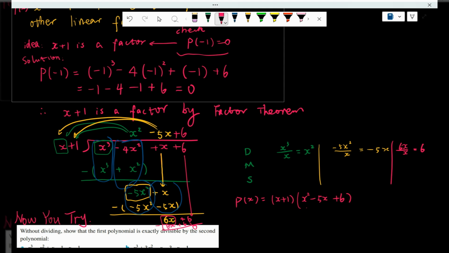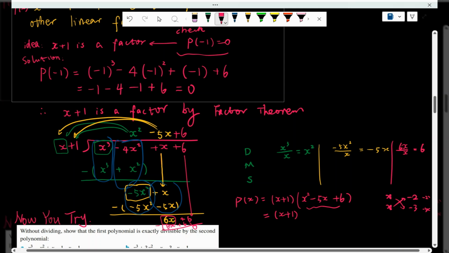Then the second factor is a quadratic expression, and we can factorize this one further. For this, we can use cross multiplication directly. So x squared factorizes in this way, and then 6 can be factorized to -2 and -3, and then check -3x, -2x, add them together, it's just the middle term, -5x. Then we give their factors in this way, x minus 2 and x minus 3.